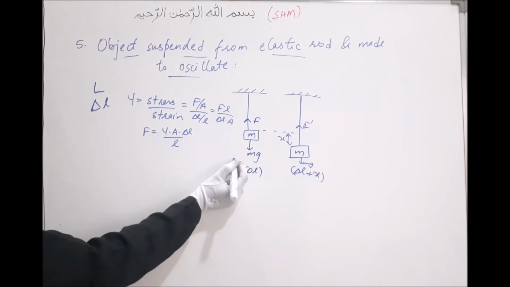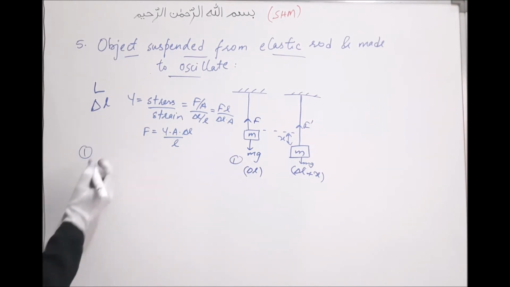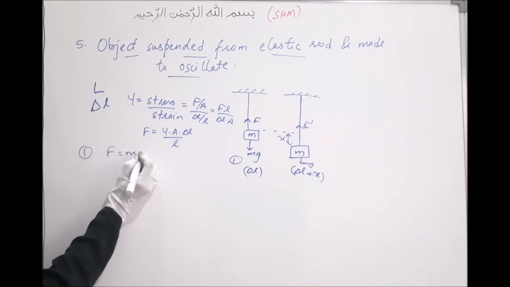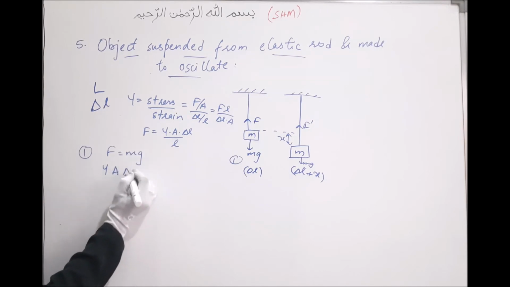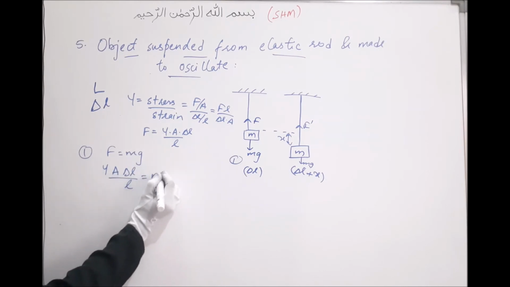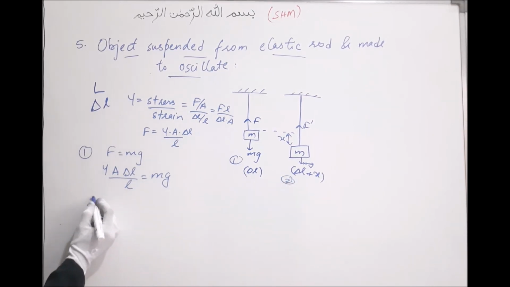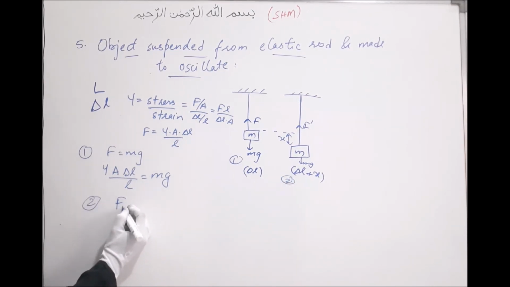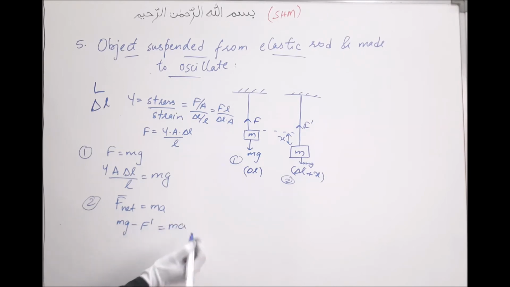Now for case 1, where we are having only certain initial elongation, we can write F is equal to mg, and this F is just Y A delta L divided by L is equal to mg. For the second case, we can write the equation of motion as net force is equal to ma. And what will be the net force? Mg downwards minus F dash upwards is equal to ma.